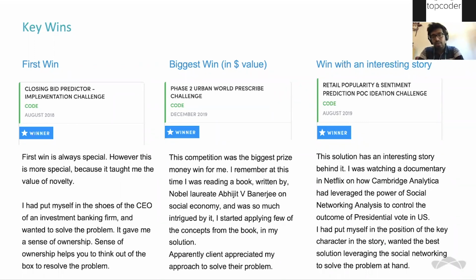And I would also like to share an interesting story of another problem which I won in August 2019, related to retail popularity and sentiment prediction. I wasn't able to submit before the checkpoint because I was working on a different challenge at that point of time. After the checkpoint, due to the complexity of the problem, the co-pilot extended the timeline. So then I started participating seriously on that problem statement.